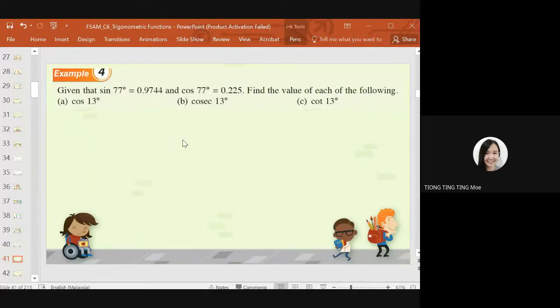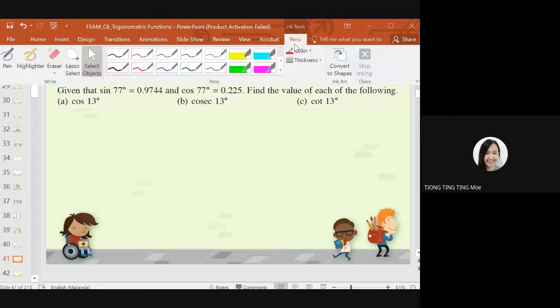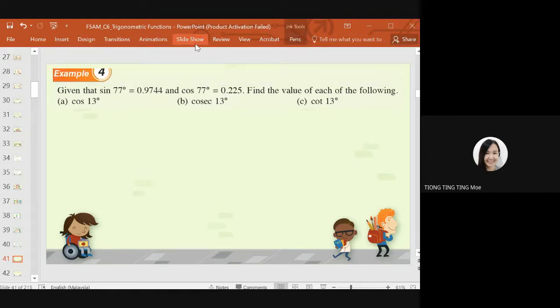Example 4. Given that he gives you the value for sin 77 degree and cos 77 degree, then find the value. So you see, I want you to find cos 13 degree. This means we cannot use a calculator. Of course, I know you can use a calculator to find the answer, right? But the question gives you this relation, right?